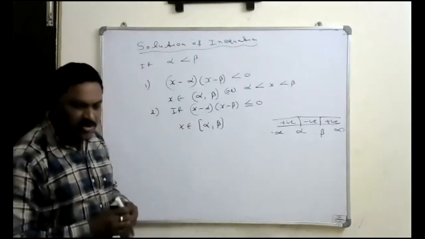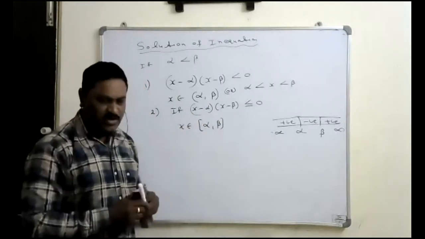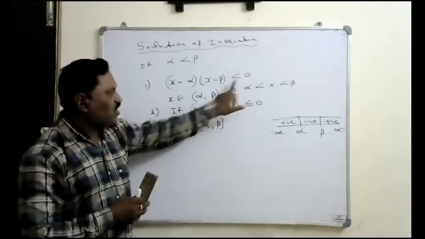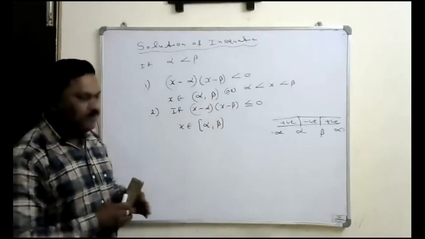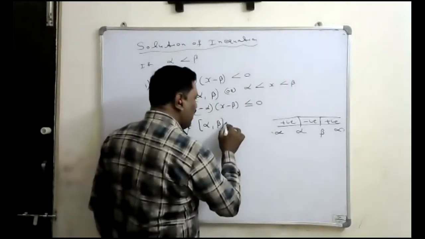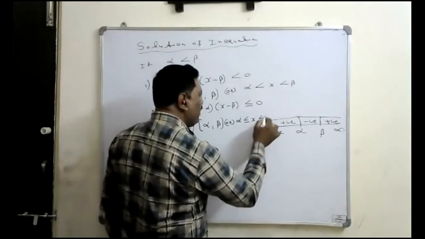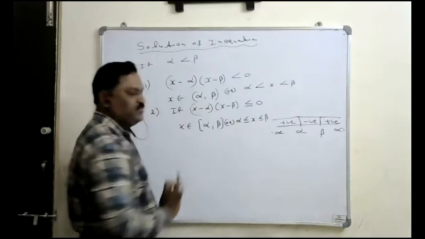This is the solution for this inequation. Remember that. Okay. When equal to sign is there, you have to take the close bracket. When equal to is not there, you have to take the open bracket. Okay. Or you can also write like this: alpha less than or equal to x less than or equal to beta. Like that also we can express this.